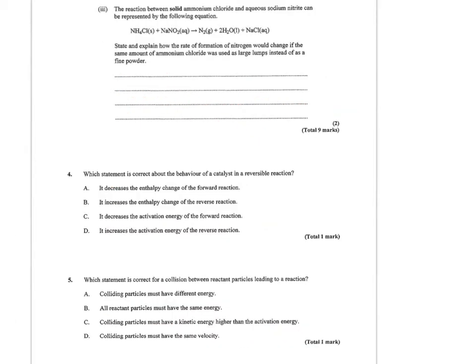And then part 3 relating to the same reaction says the reaction between solid ammonium chloride and aqueous sodium nitrite can be represented by the following equation. And remember now you've changed from aqueous ammonium chloride to solid. And it says state and explain how the rate of formation of nitrogen would change if the same amount of ammonium chloride was used as large lumps instead of as a fine powder. So large lumps is going to decrease the rate. And the reason why is it's going to be less available because of this decreased surface area, which means there's going to be fewer collisions.